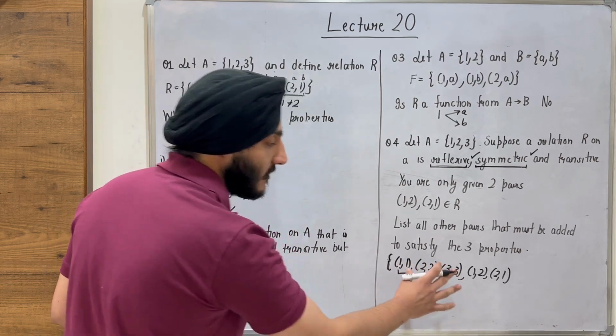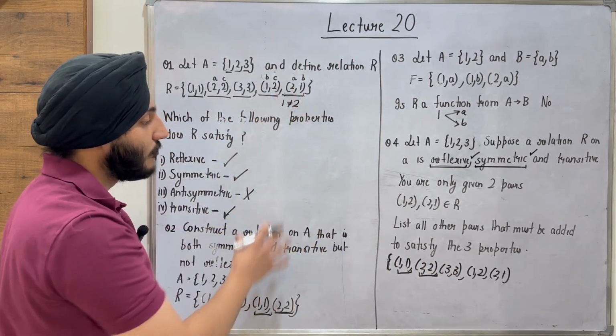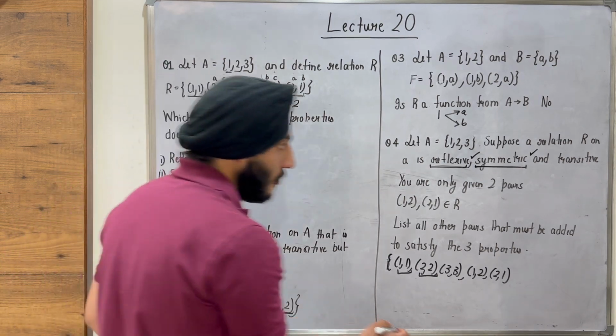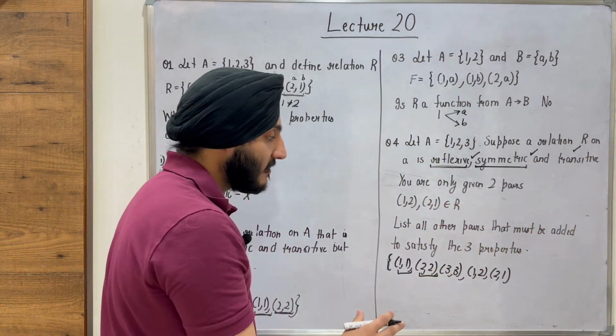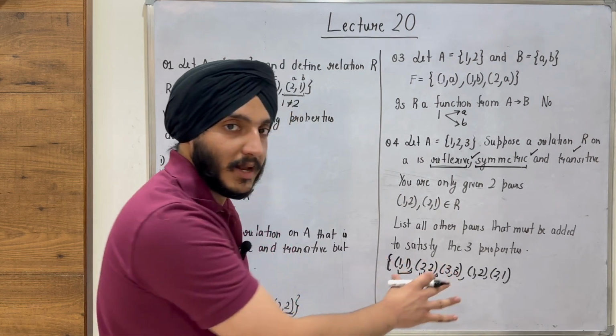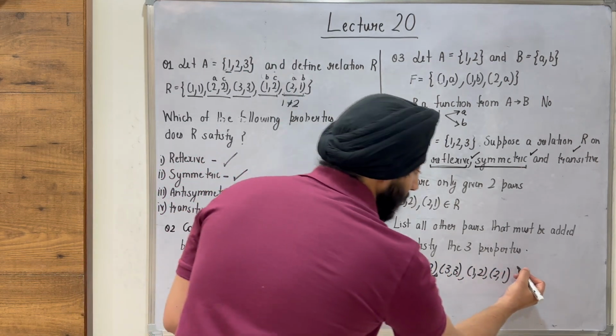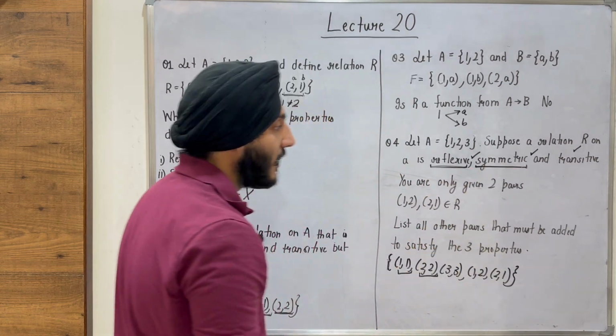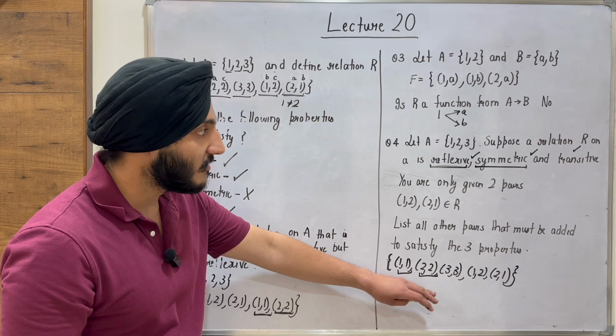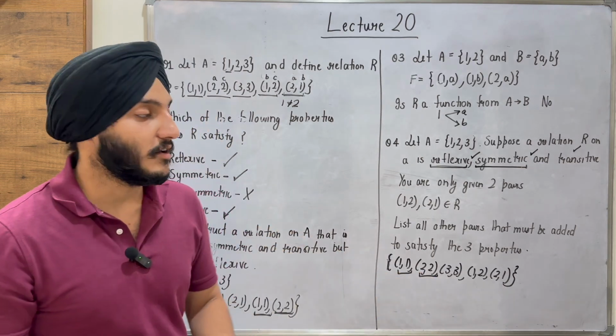So I hope you understand this concept from these two questions that we covered. So this is also going to be transitive as well. That basically means I don't need to add any more elements to this relation. This is going to be satisfying all the three conditions. So hence this relation is reflexive, symmetric, and transitive.